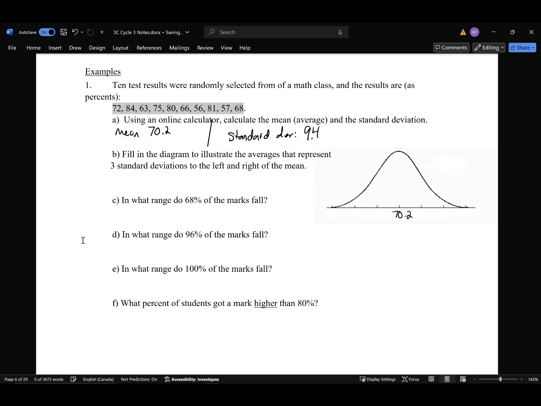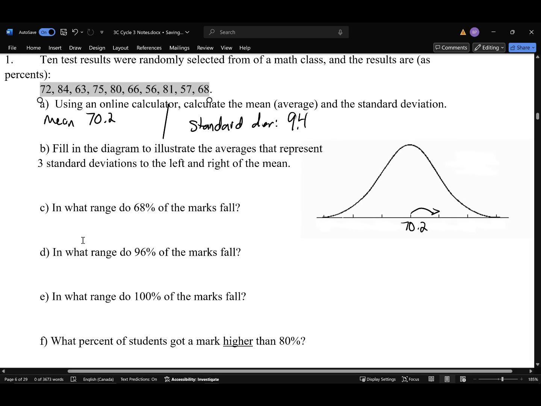All right, so if this is +1 standard deviation, then we're going to add 9.4, which is our standard deviation, to our mean. So I should be working with 79.6 right here, which is +1 standard deviation from our mean. In the other direction, I can subtract 9.4 from my 70.2, 60.8 right here, and that is -1 standard deviation. So what does that tell us?